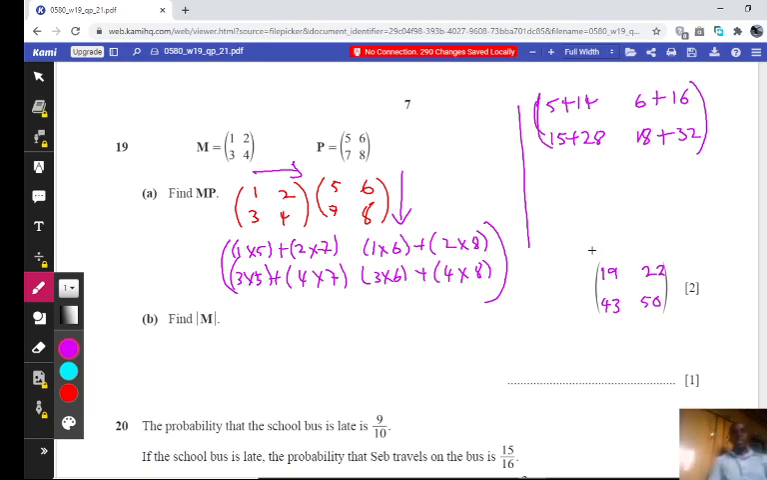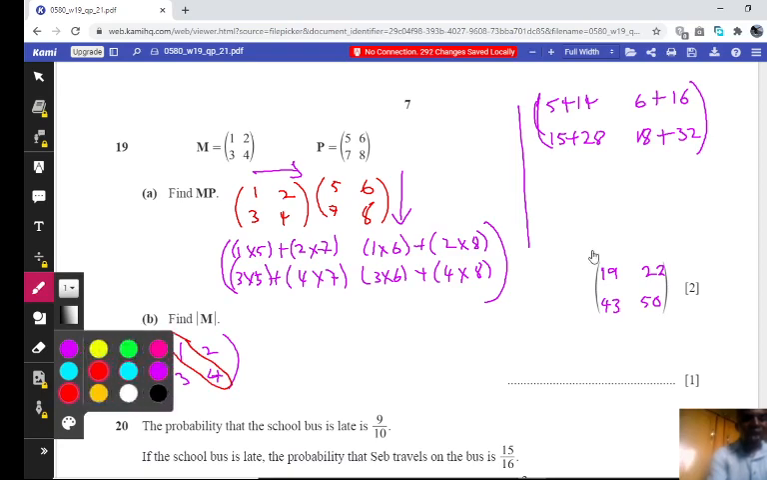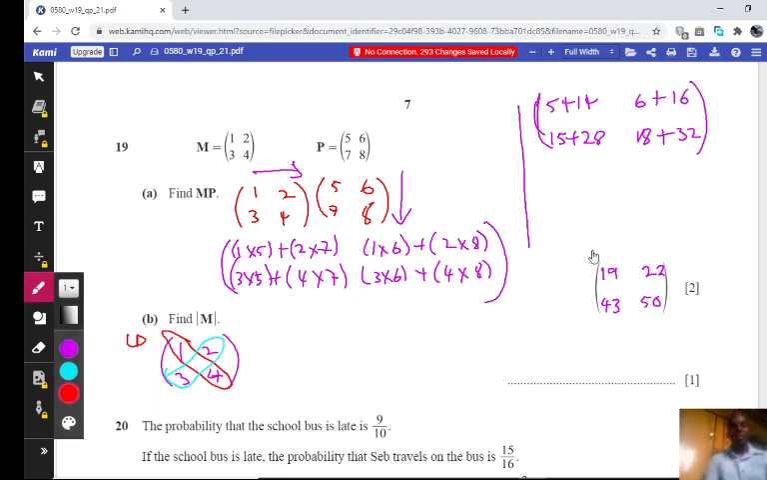Next question, find the determinant of M. That one means the determinant of matrix M, right? If it's on vectors, it will be the magnitude or the modulus of a vector. But in this case, these are matrices, so it will be called the determinant of a matrix M. How do you find the determinant of M? You take matrix M, 1, 2, 3, 4. You say leading diagonal minus other diagonal. This diagonal is the leading diagonal, minus other diagonal. Other diagonal is made up of 3 and 2. That's how you find the determinant of a matrix.